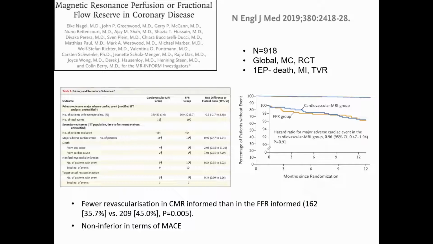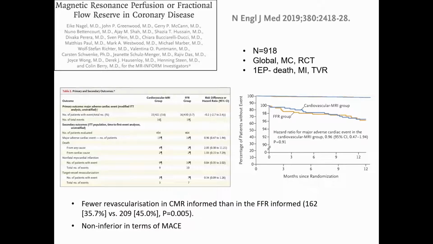Here's a study that was published just in the New England Journal of Medicine last year. This is basically a global multi-center trial of patients with high clinical risk of coronary disease randomized to either having an angiogram plus or minus FFR to guide their treatment or the single test of CMR. And essentially what it showed was there was absolutely no difference in outcomes in these 918 patients over the first 12 months in terms of death, MI or target lesion revascularization.